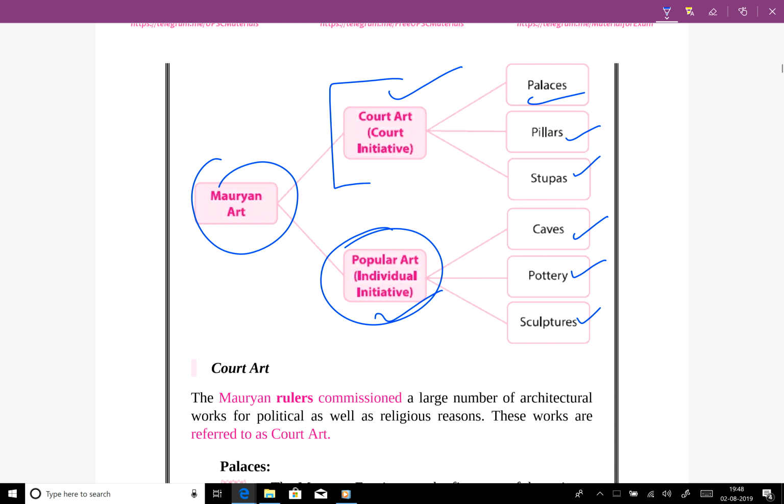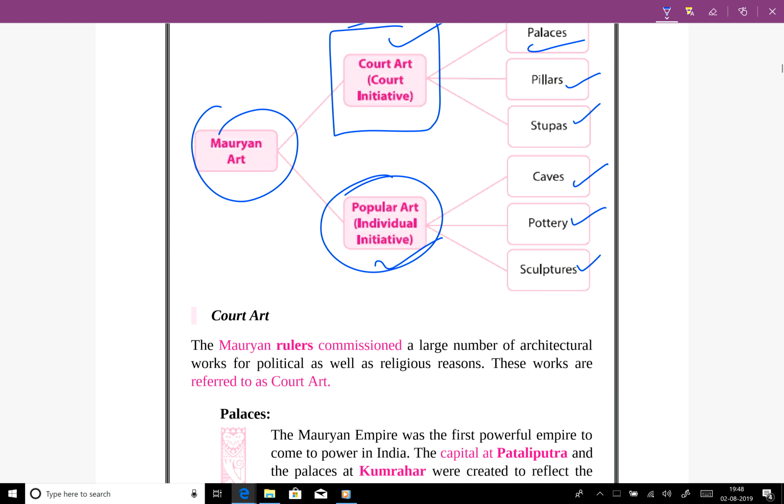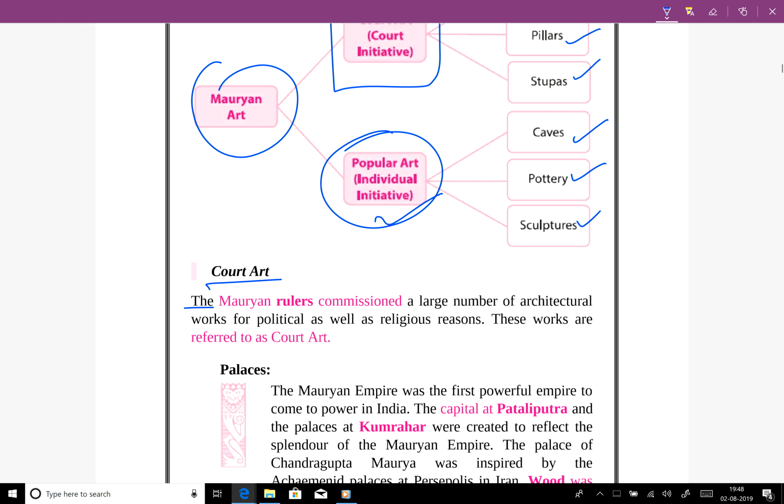Court art is art that has been patronized by the royalty. The Mauryan rulers commissioned a large number of architectural works for political as well as religious reasons. These works are referred to as court art.